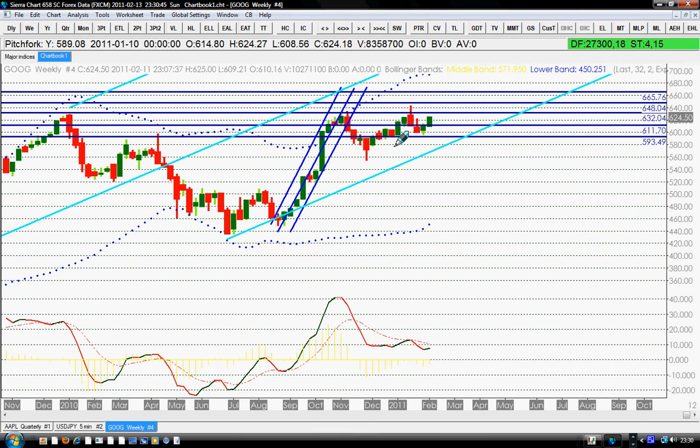But looking at this weekly chart, there is room for this stock. If you break this resistance level, it may perfectly continue up to the middle line of our pitchfork, which is somewhere up here in the region of 700.